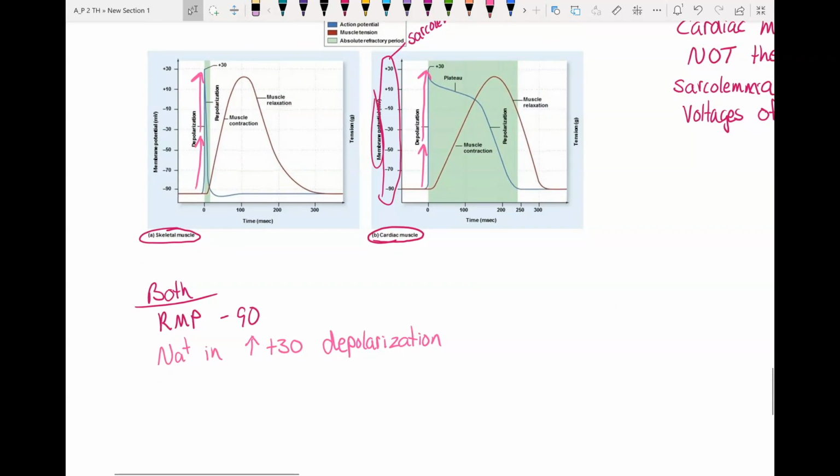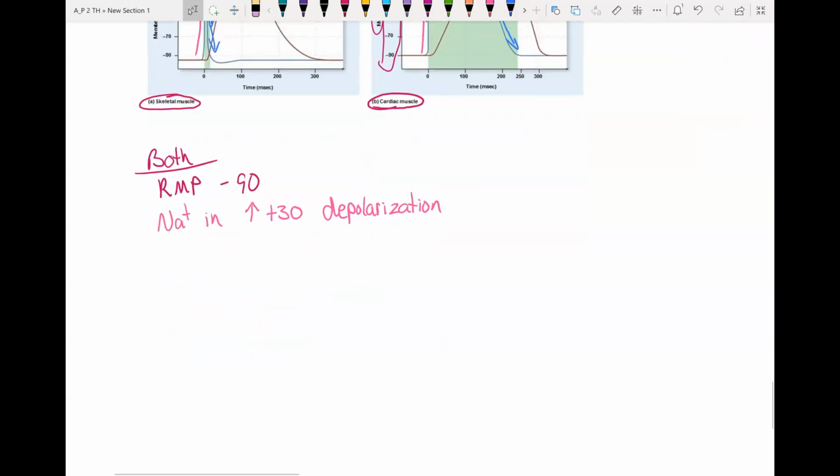Then potassium goes out, which is repolarization. This should all sound familiar. You learned this in chapter 12 also. Sodium in, potassium out. Here is your repolarization, the potassium out. And that brings you back down to -90.